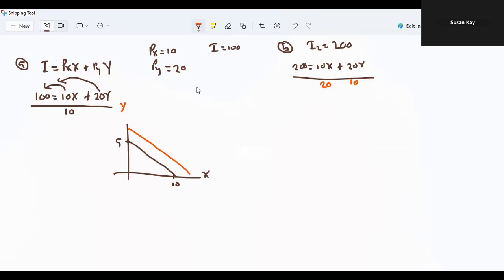The income on y, it's cutting where? Y is cutting at 10 and x is cutting at 20. So increase in income has caused a shift to the right. Okay? So suppose we're told that income now decreased from 100 to 50 kwacha. Income 3 is 50 kwacha. What will happen? We're going to put 50 is equal to 10x plus what? 20y. So we divide now.